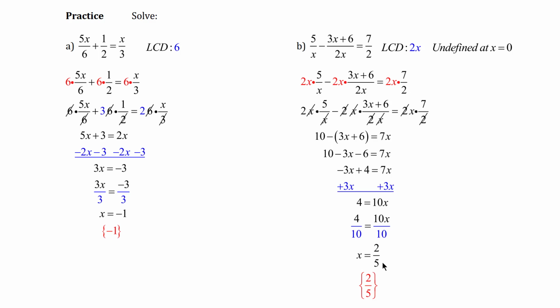Our final answer, written in set notation, we have a set of curly brackets, and on the inside we write 2 over 5.